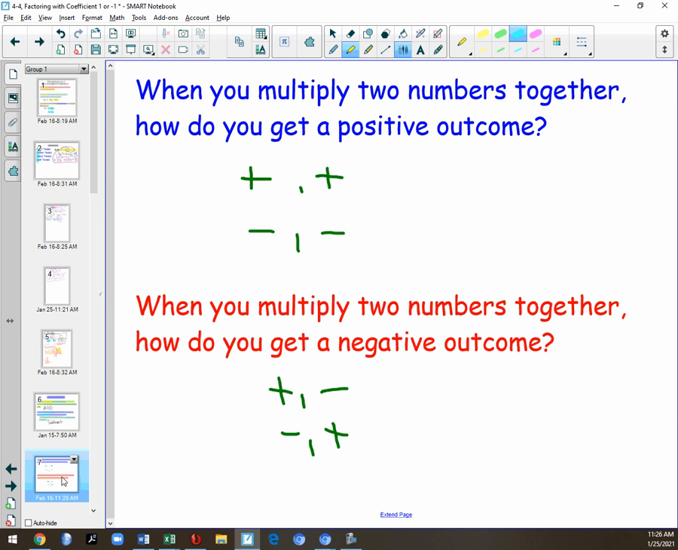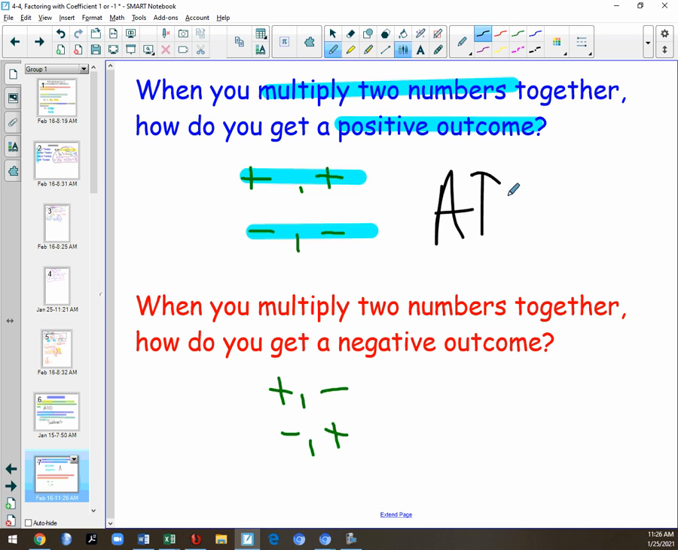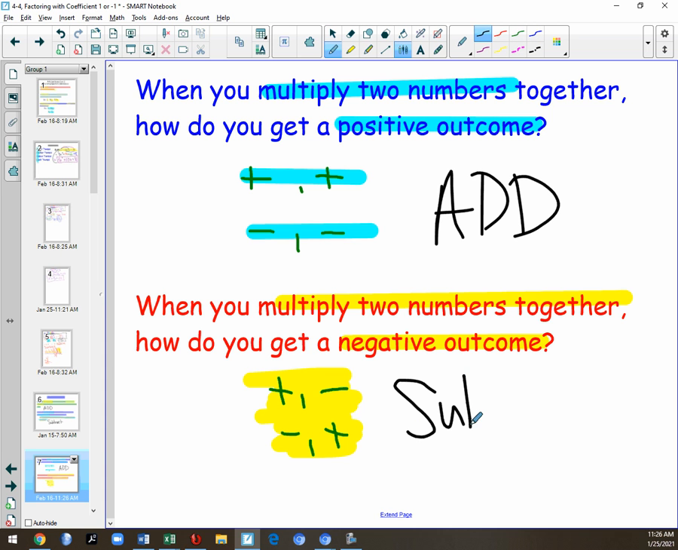Now, again, something that we've already alluded to, but something I want you to read as well so that you understand. When you multiply two numbers together, any two numbers, to get a positive outcome, your signs must be the same. This is the example where I said that you add. Now, when you multiply two numbers together and you want a negative outcome, this is whenever your signs are opposite, meaning they're different, which means you are going to subtract.